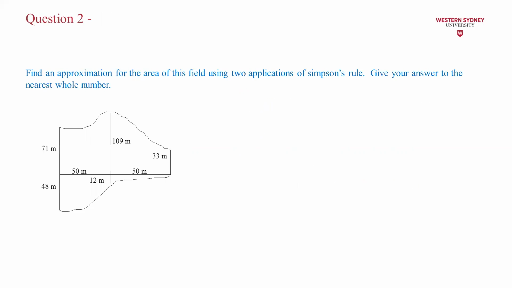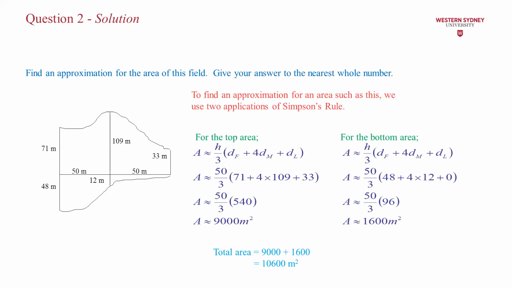Question 2. In this case, use Simpson's rule above and below the middle line, with 50 as being the value of h, and one of our values for the distances will be 0. Pause the video now. Simpson's rule is used twice, with 71, 109 and 33 as our distances, and in the second case 48, 12 and 0 as our distances.